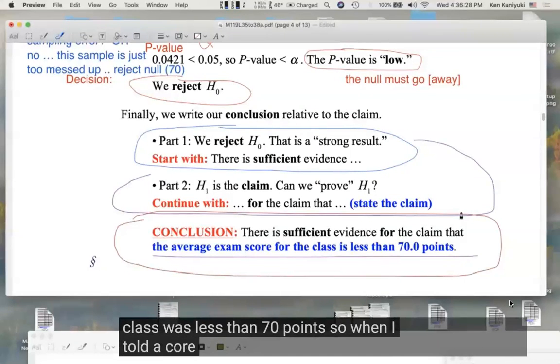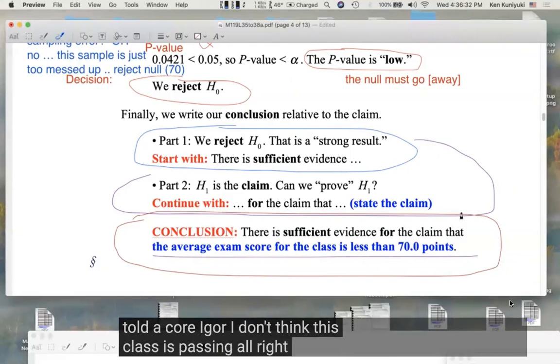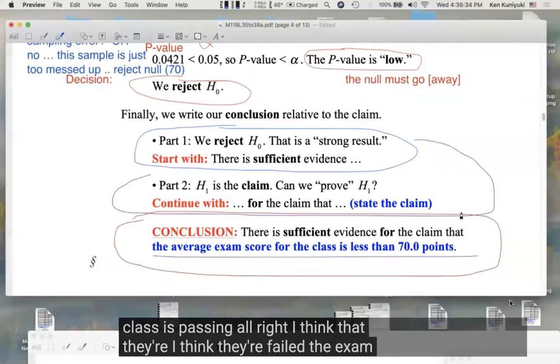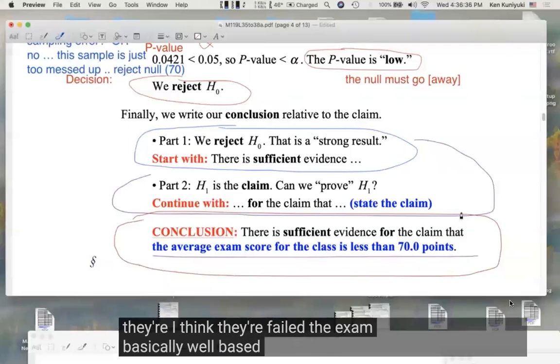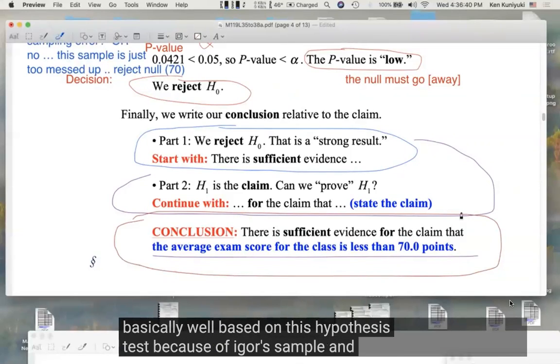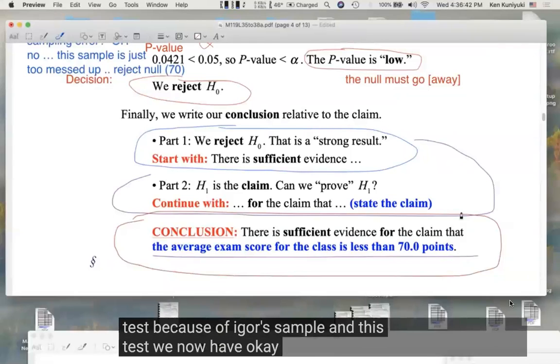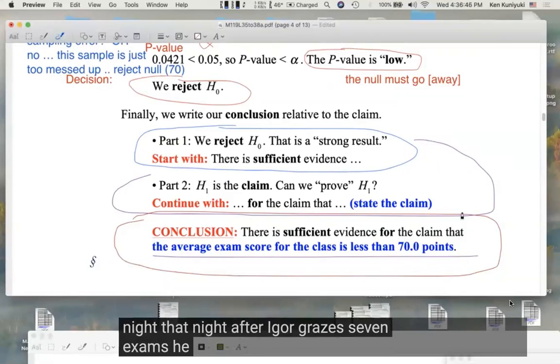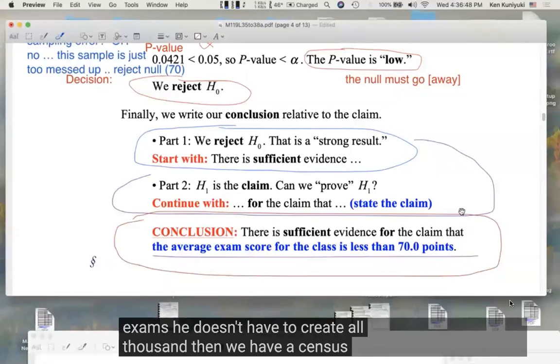So when I told Igor, I don't think this class is passing, I think they failed the exam, basically. Well, based on this hypothesis test, because of Igor's sample and this test, even that night after Igor grades the 7 exams, he doesn't have to grade all 1,000. Then we have a census.